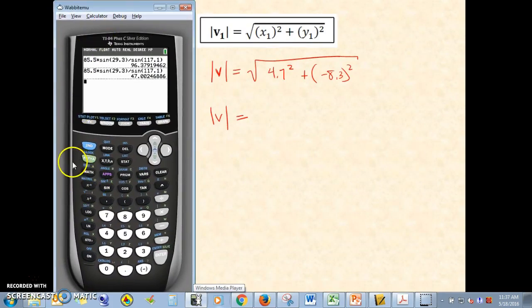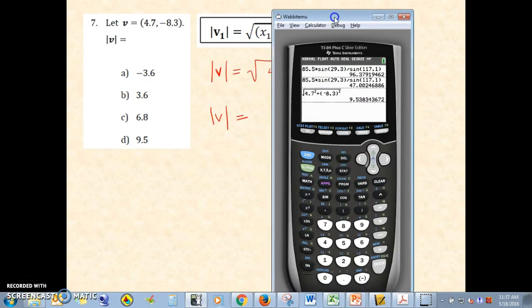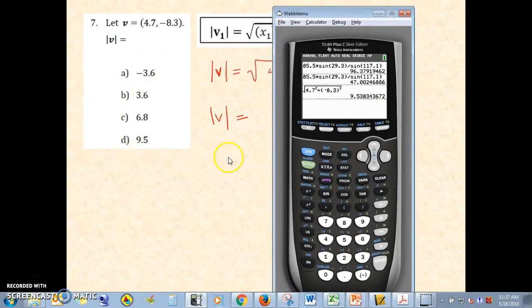And I can have my calculator help me out here too. Square root of 4.7 squared plus -8.3 squared equals 9.538. So that rounds to 9.5.